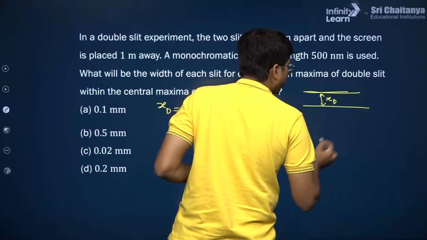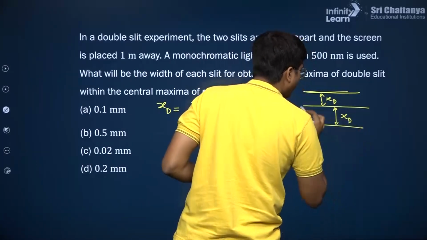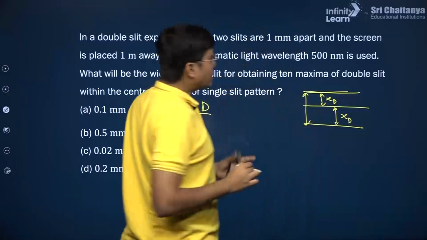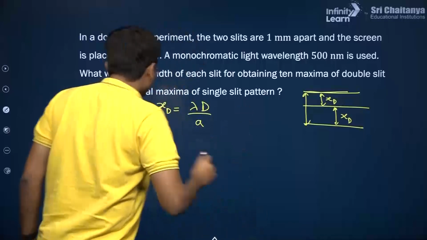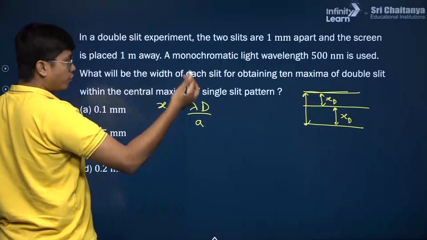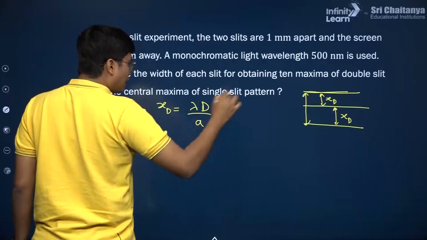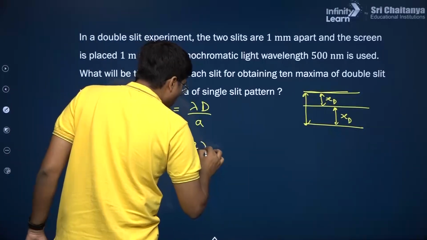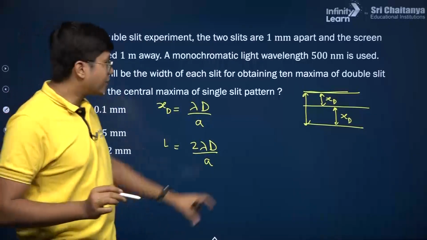So one dark band is formed here, the other dark band would be formed the same distance xd away from the central point. So what is the width of that central maximum? The width of the central maximum is 2xd. So let's call that capital L. That width is equal to 2 lambda capital D divided by a. That is the entire width.